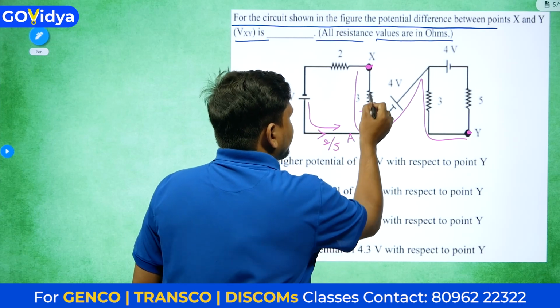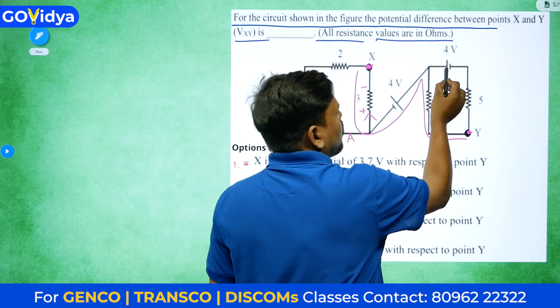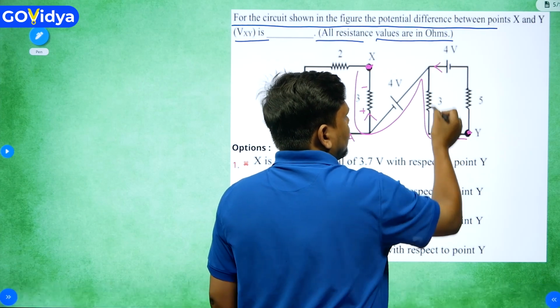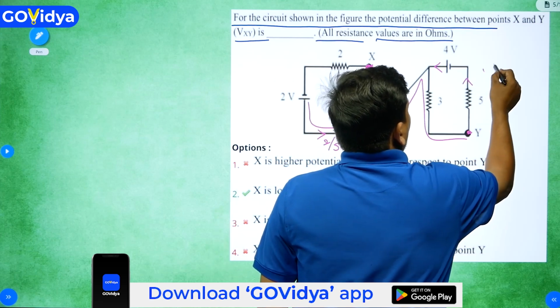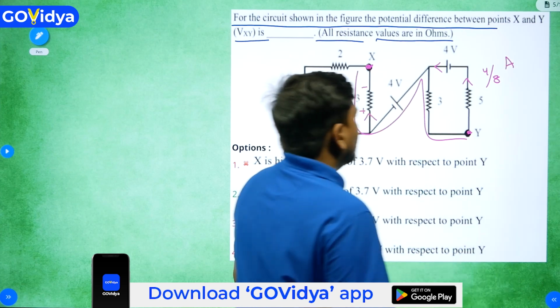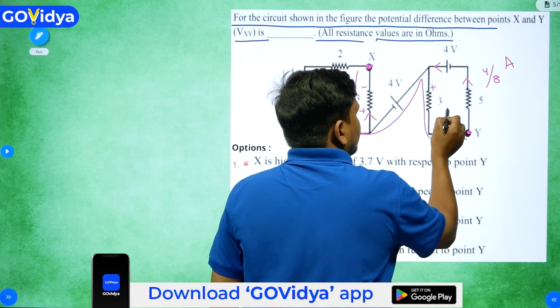Wherever current enters, that is plus, wherever current leaves, that is minus. Similarly here, the 4 volt source will supply some current in this direction. Total 8 is there. So what is the current going in this way? 4 divided by 3 plus 5 is 8 amperes. So this is the current. Now here it is plus, here it is minus.